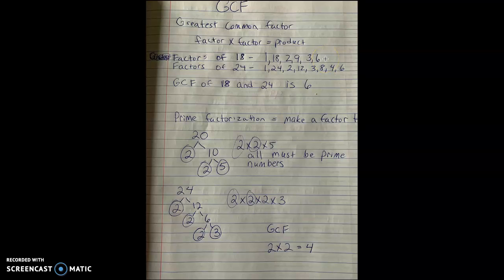4 does not go into 18. 5 does not go into 18. 6 does, but it's already on my list, so I know I'm done. Factors of 24. Again, start at 1. 1 times 24. 2 times 12. 3 times 8. 4 times 6. 5 does not go into it. 6 is already on my list, so I'm done.